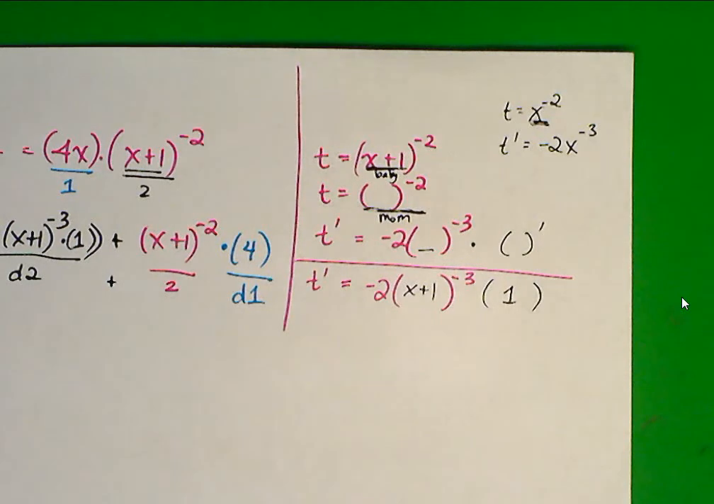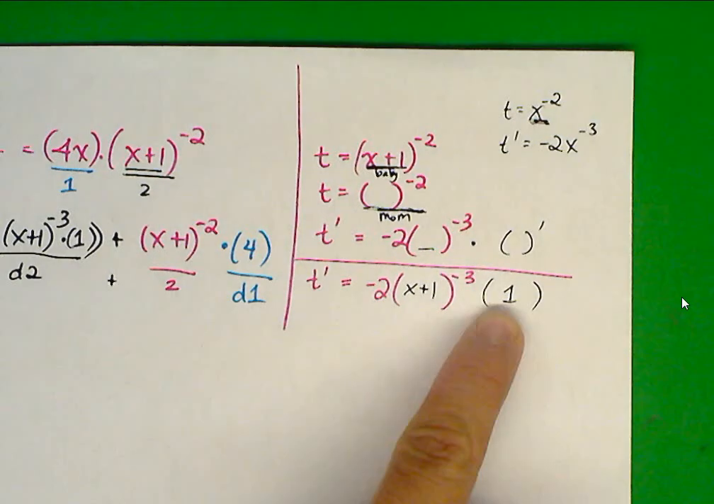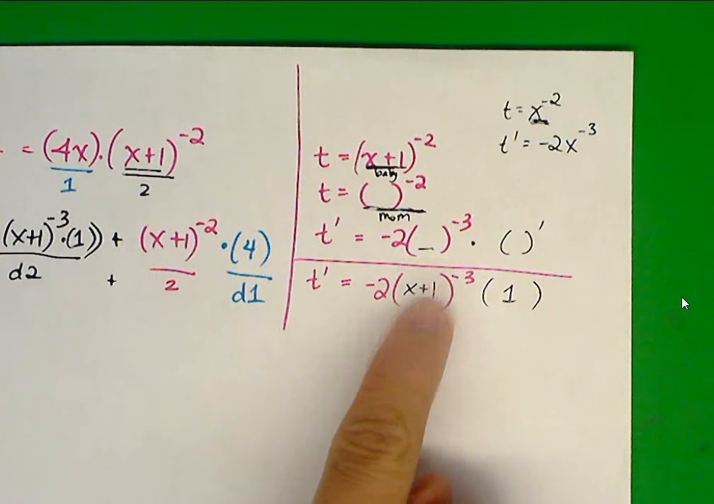Okay, yes, Robert. Where did the 1 come from? This one right here? Yeah. It's the derivative of x plus 1. Why do you find that? Because that's the baby, and you need to do the derivative of the baby. Does that make sense? Yeah.